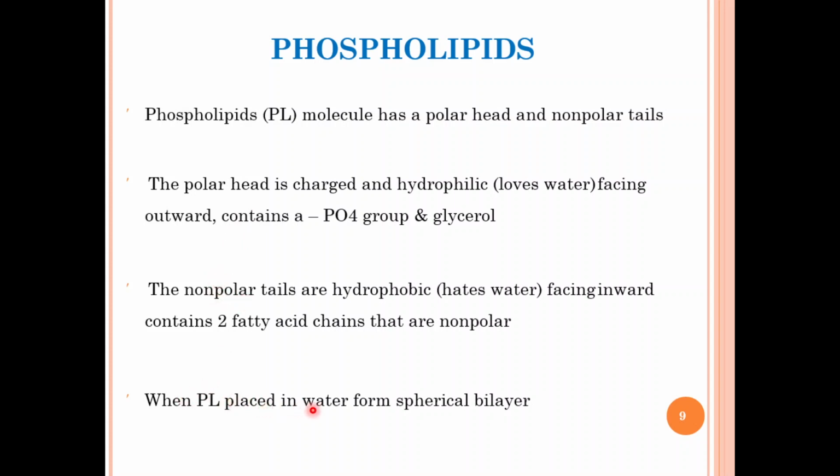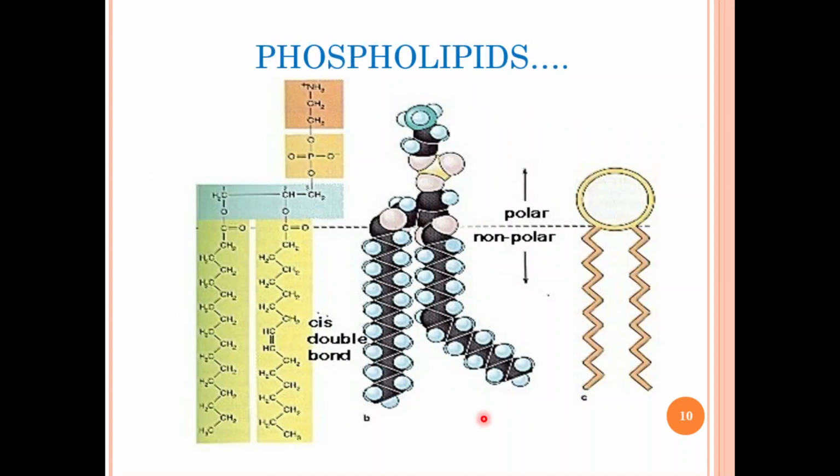When phospholipid is placed in water, it forms a spherical bilayer. This is the structure of phospholipid. See here, this is the chemical composition structure given here. A cis double bond is there. We want to study here only this structure. No chemical composition is required here. So let's see, this is the phospholipid structure. This is the head region, which is the polar end, and the tail region, which is the non-polar end.